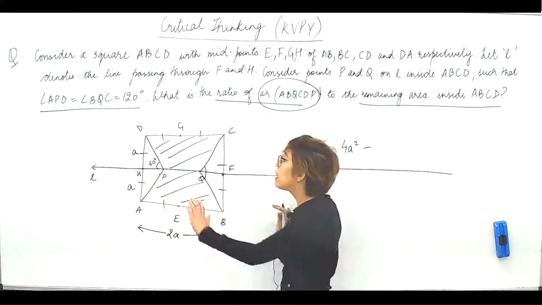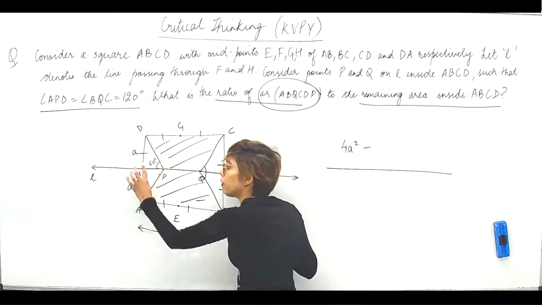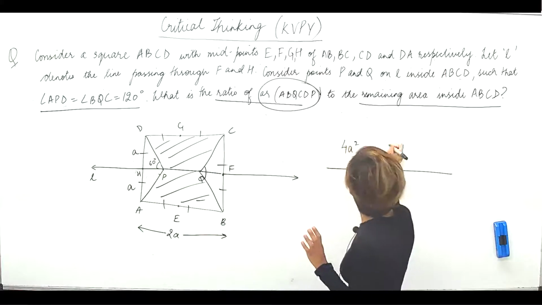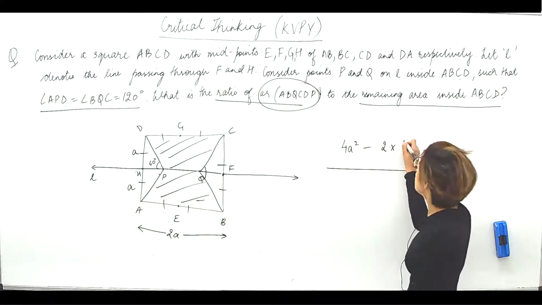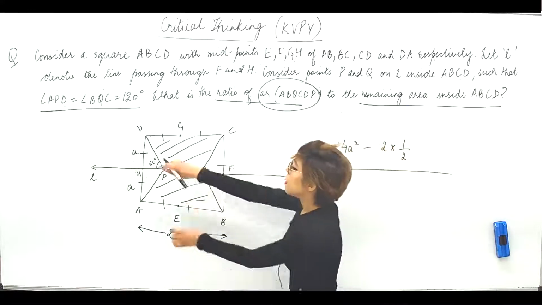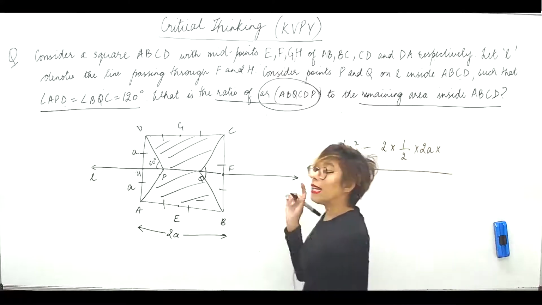Right? Now, I know that this triangle is congruent to this one. So, let me find the area of just one triangle. Right? So, minus. Now, I need to double it up. So, 2 into 2 triangles area, 2 into 1 by 2. Now, I'll take my base to be this, so 2a into. Now, I need the height.